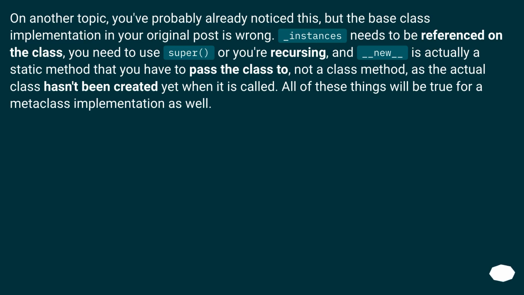On another topic, you've probably already noticed this, but the base class implementation in your original post is wrong. _instances needs to be referenced on the class, you need to use super or you're recursing, and __new__ is actually a static method that you have to pass the class to, not a class method, as the actual class hasn't been created yet when it is called. All of these things will be true for a metaclass implementation as well.